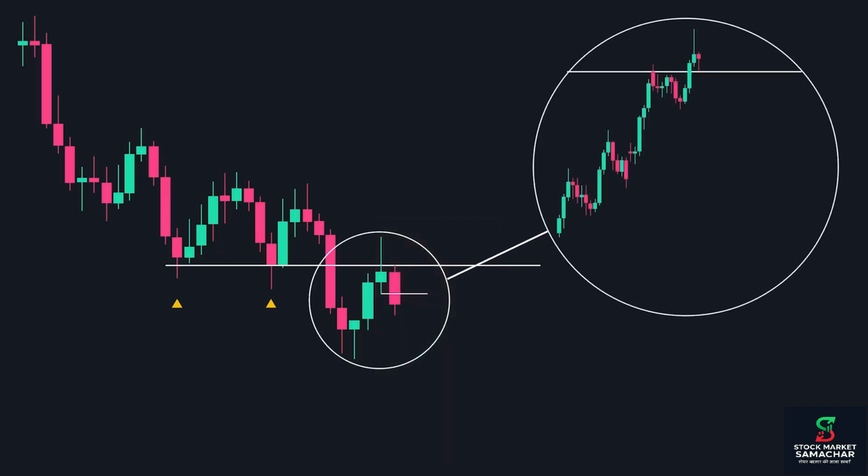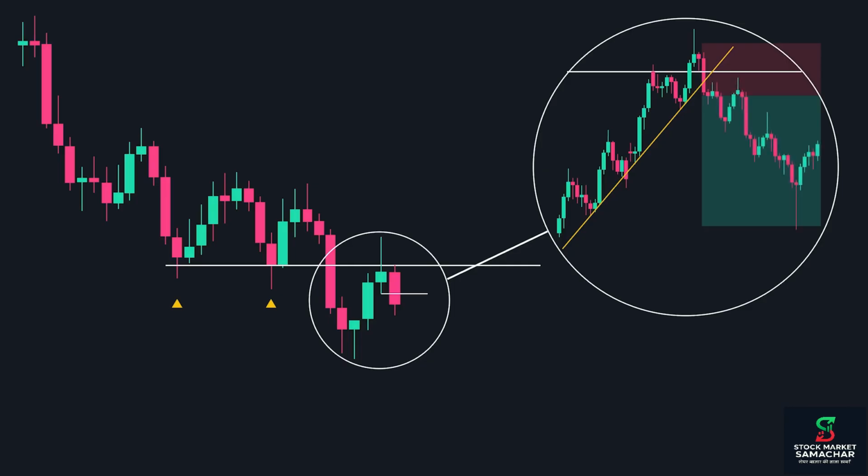You should see a small bullish correction, a short-term uptrend against the main downtrend. Draw a trend line across the lows of this move and wait for a break below it. Once it breaks, you can enter a short position. Place your stop loss above the recent swing high and set your first target at the previous swing low. This setup shows that the short-term pullback has ended and the price is ready to continue downward with the overall bearish trend.